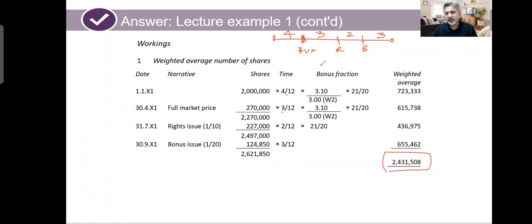For this period, I will use both the right and bonus issue factors. For this period, I will again use both factors. For this period, I will use only one factor. For the last period, I will use nothing. And the number of shares now is 2431.